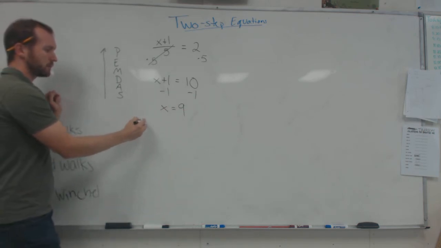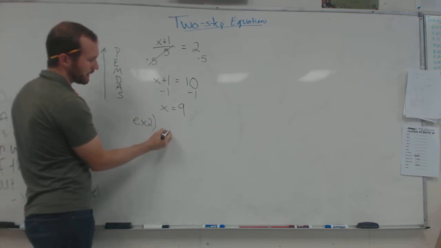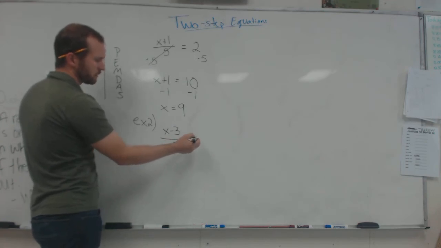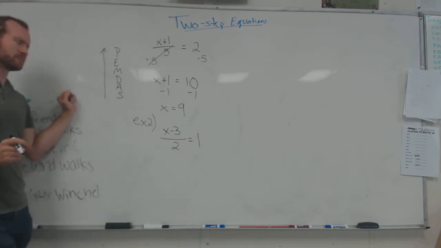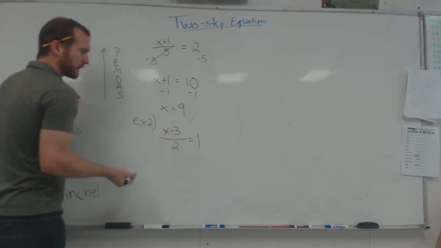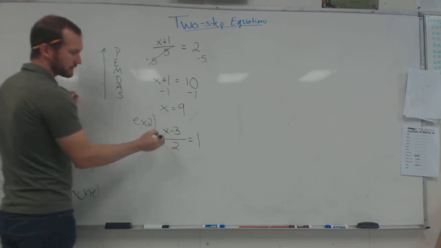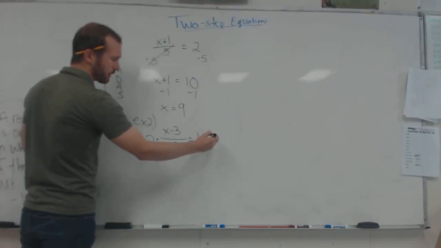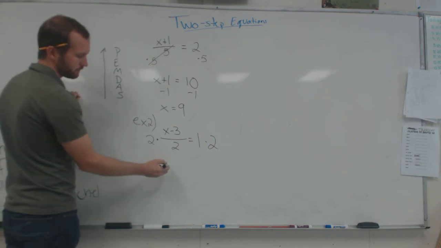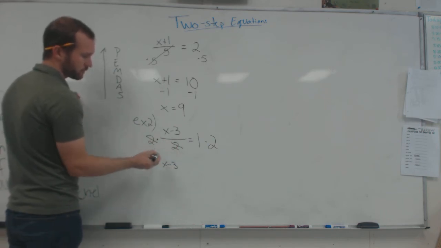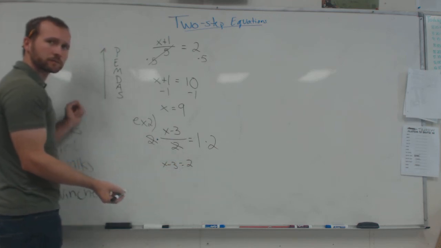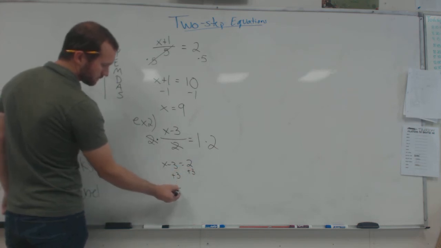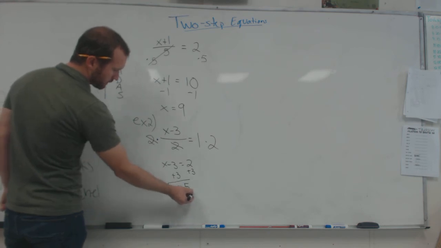I'll do a second example. What if I had x minus 3 over 2 equals 1? Multiply this times the denominator because of my imaginary parentheses up here. So I'm going to multiply it times what number? By 2. Then I multiply this side by 2. And then x minus 3 equals 2. Then what do I do? You add 3. But then you get x equals 5. 2 plus 3 is... Yeah.